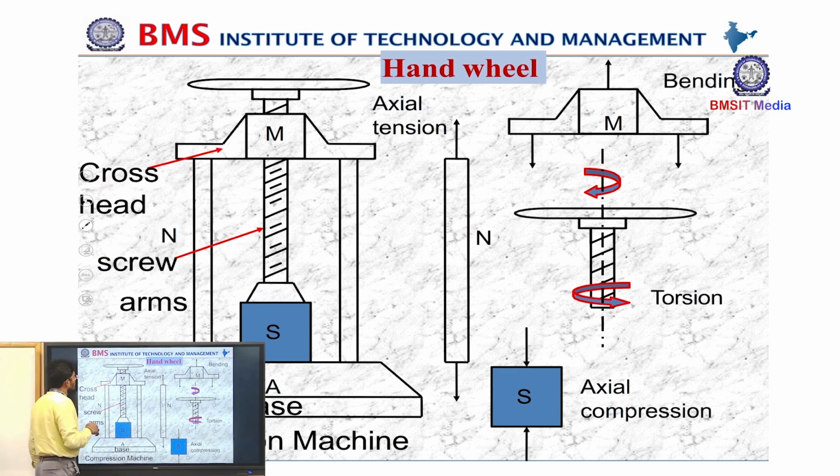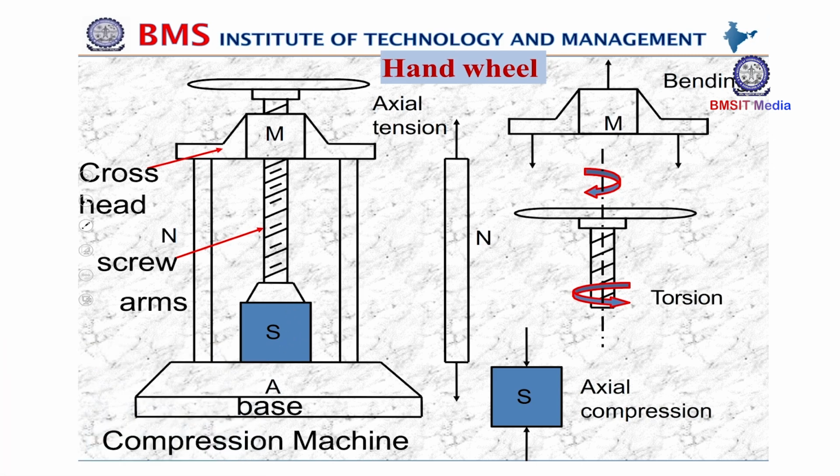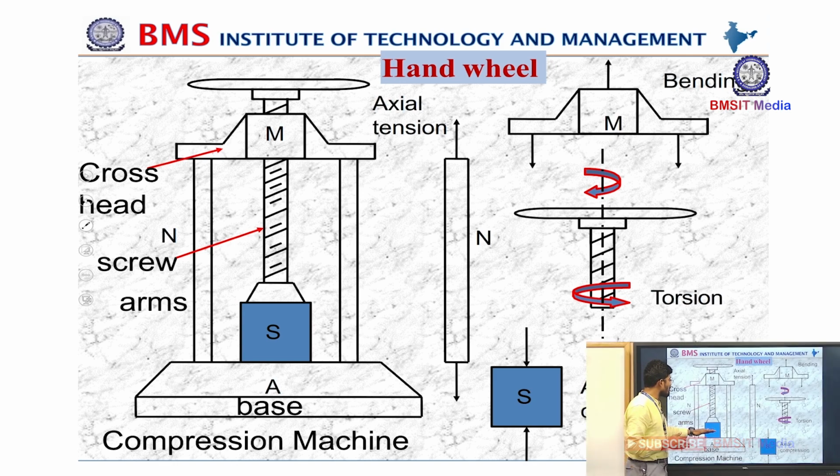Let me say this is my sample, sample S. First thing is stress. What is the stress that we are trying to study? The stress is nothing but the load applied over the particular cross-sectional area. So this is my specimen, and I am trying to apply a load over this.